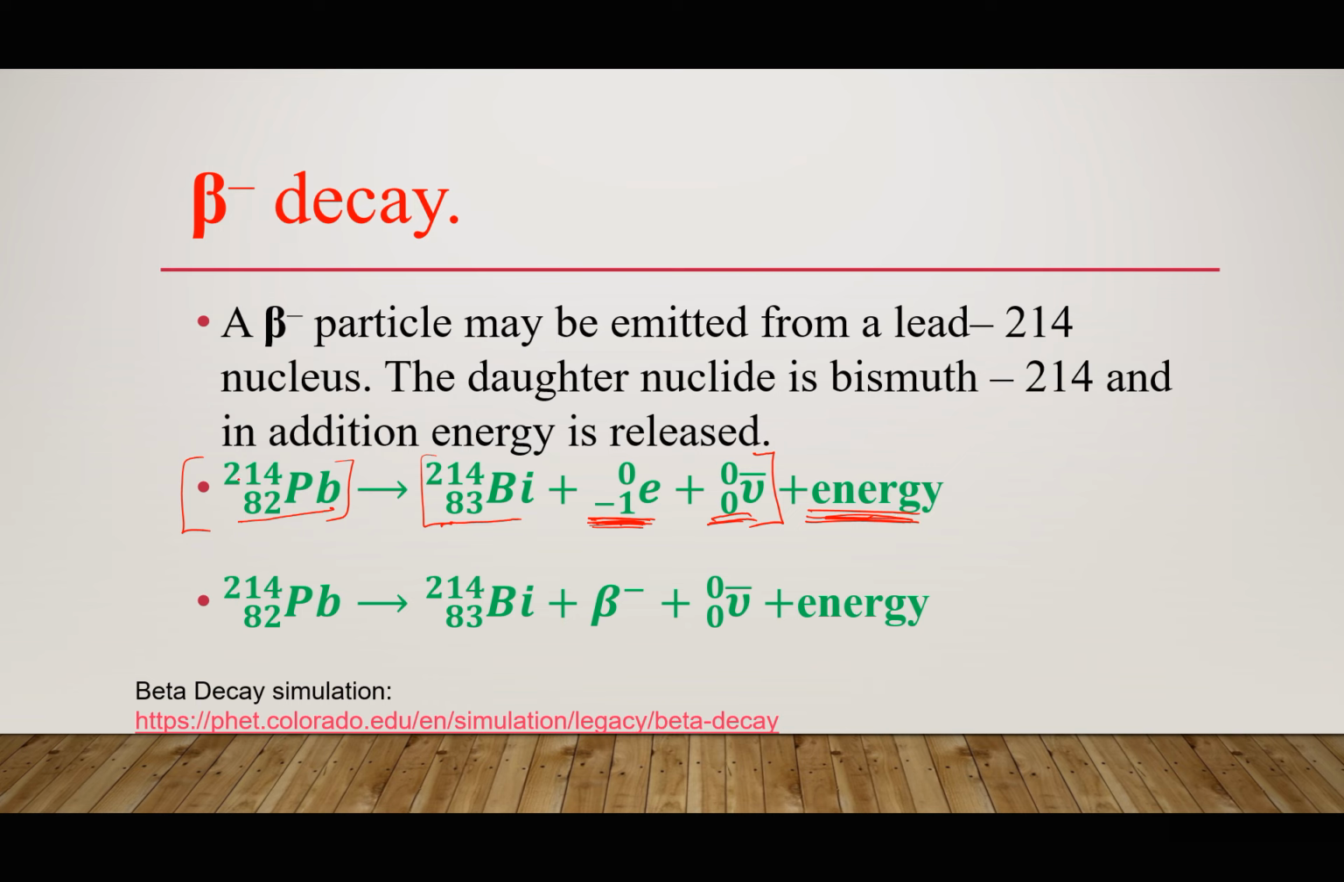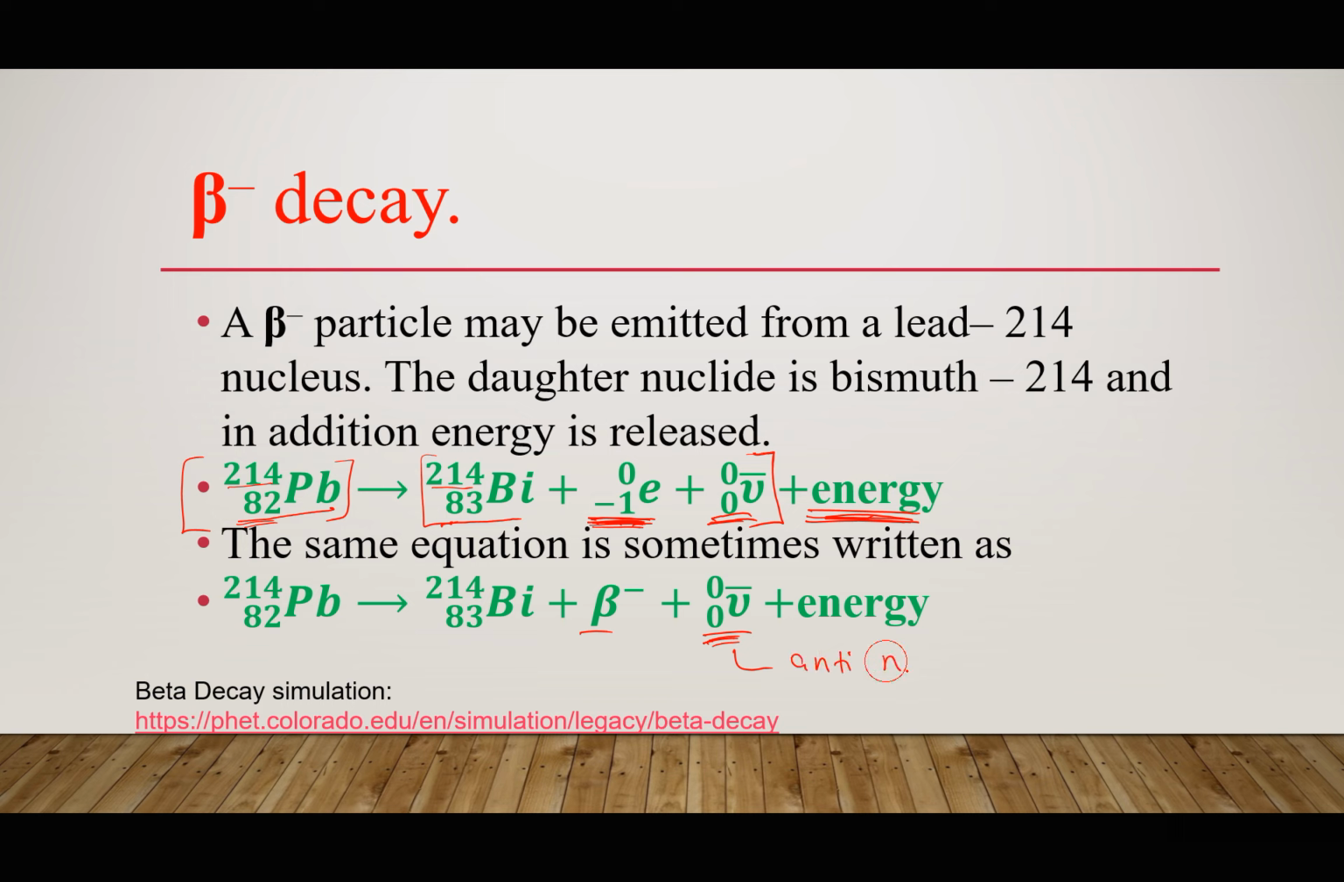The difference in mass is compensated for by emission of energy on the right-hand side. So we can check the nuclear number, 214. Proton number 82 on the left, 83 plus negative 1, which is 82 on the right. Then if there's emission of energy, it's only because the total mass of the products is less than the mass of the parent nucleus. The same equation is sometimes written as lead-214, 82, bismuth. Instead of writing the electron, you just write beta minus. And this is accompanied by this particle here. This particle here is called the antineutrino. Sometimes it's written just like this with an e there to mean it is an electron antineutrino. In full, it is supposed to be electron antineutrino.